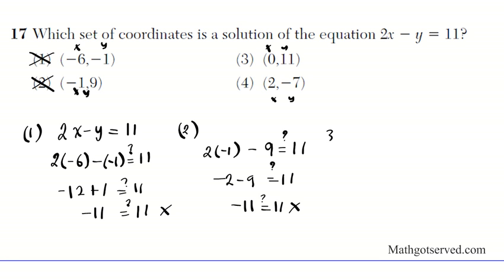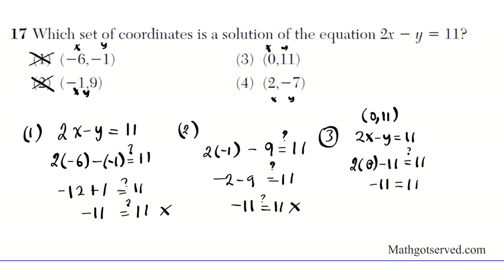So let's move on to option 3, which is 0, 11. We're going to be plugging it into 2x minus y equals 11. So it's 2 times 0 minus 11. Is it equal to 11? 2 times 0 is 0. Is negative 11 equal to 11? Absolutely not. So our final answer should be option 4.